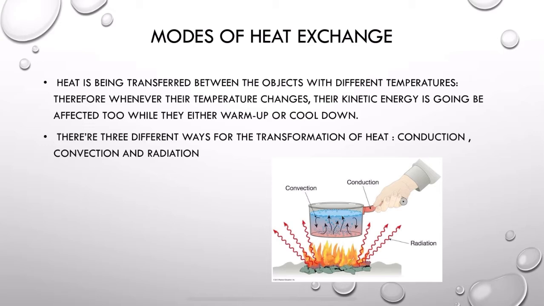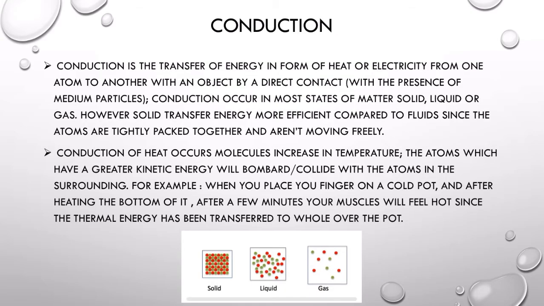There are three different ways for the transfer of heat, known as conduction, convection, and radiation. As you can see in the picture, there is conduction, convection, and radiation by different types of waves, which are known as electromagnetic waves. And now, conduction. What is it?